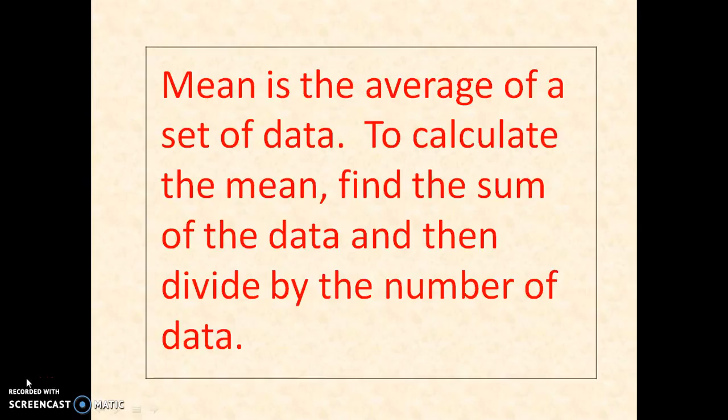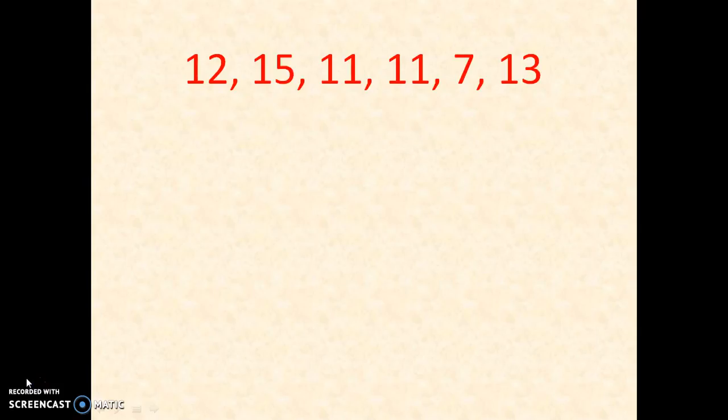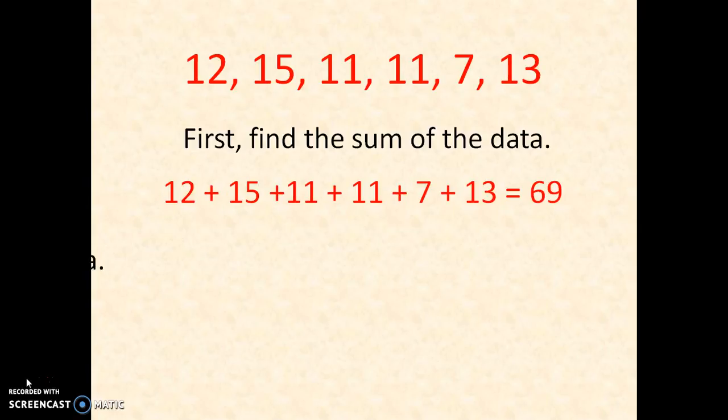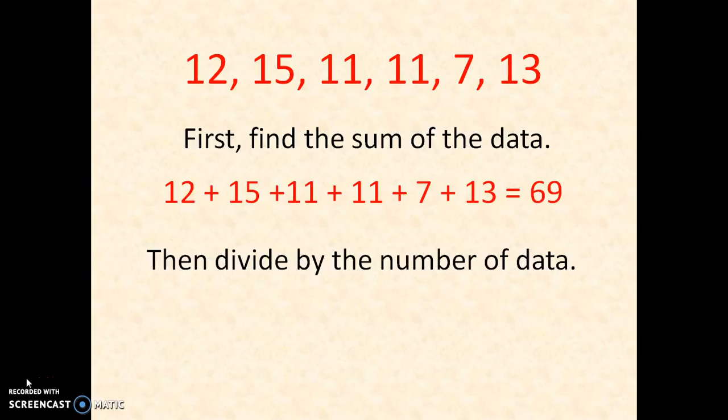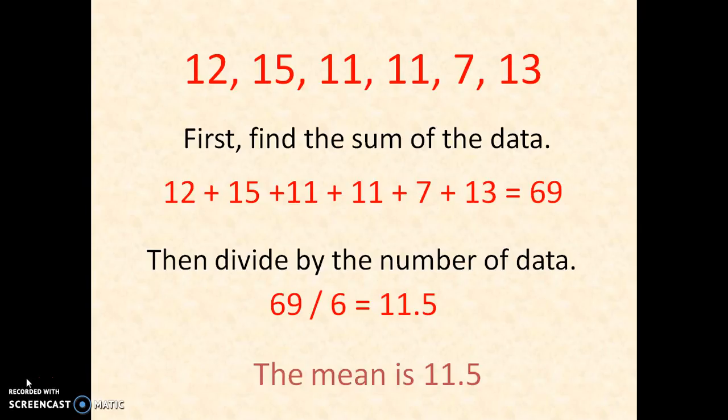Now, first let us focus on mean. Mean is the average of the set of data. To calculate the mean, first we need to find the sum of the data and divide by the number of data. Now let us consider this is the data set that we have and want to find out the mean. First we need to get the sum, divide by the number of data that is available, and we'll get the mean of this. There are 6 numbers in the data set. We'll get the mean as 11.5.